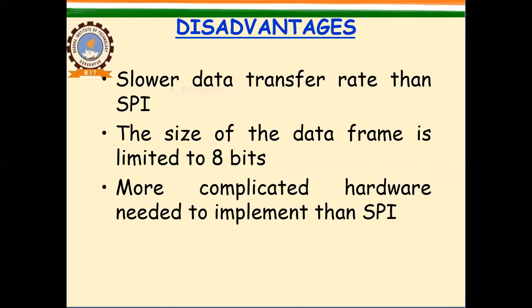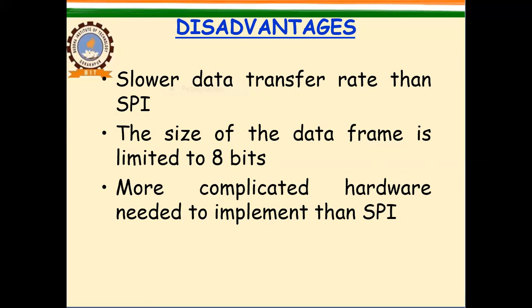The first one is the slower data transfer rate, because it only uses 2 wires and one is solely used for the clock. So it has only a single line for data transmission. When you use a single line for data transmission, data is transmitted in only one direction at a time, either from master to slave or from slave to master. So it reduces the speed of operation.